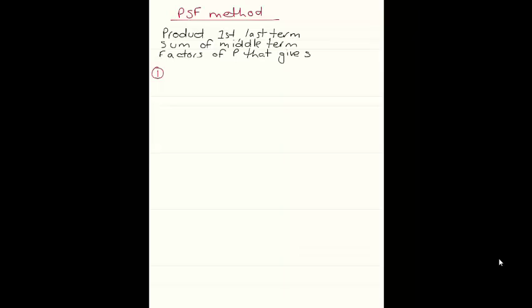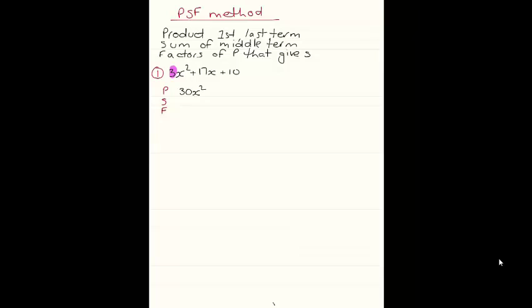So if we go back to our first example, 3x squared plus 17x plus 10, we talked about the fact that the factors of 10 are 5 and 2 and 10 and 1, and we can't make 17 out of that. And the reason for that is that we need to consider this 3. So, first thing you do is work out P, the product of the first and last term, 3 times 10, so our product is 30x squared.